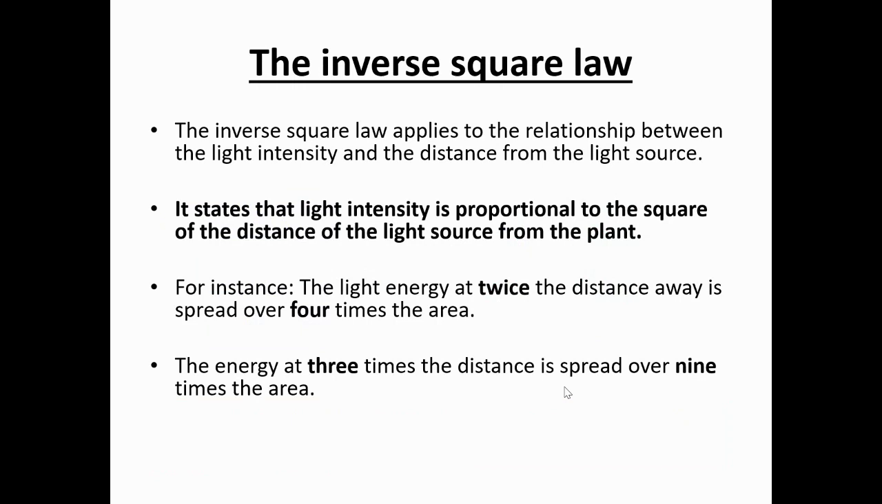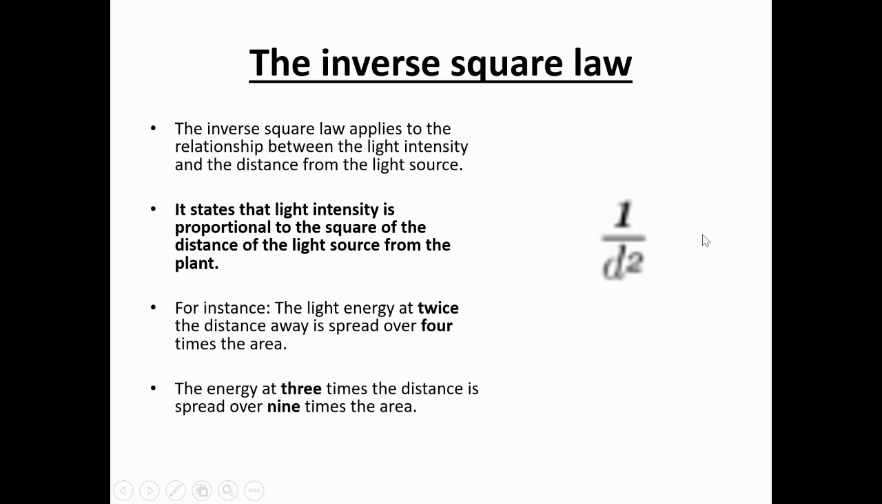So the inverse square law applies to the relationship between light intensity and distance from the light source. It states that light intensity is proportional to the square of the distance of the light source from the plant. For instance, the light intensity at twice the distance is spread over 4 times the area, or 2 squared. The energy at 3 times the distance is spread over 9 times the area, or 3 squared.